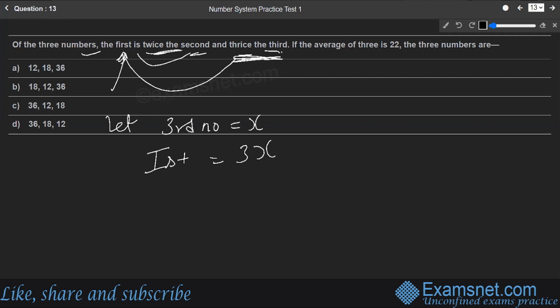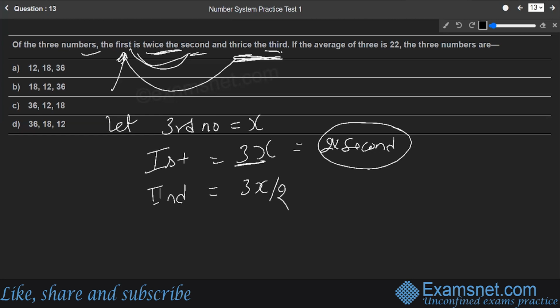Then he has said first is twice the second. So first is also twice the second number. That means the second number will be half of first. So we can write the second number is half of the first, and the first is 3x itself. So it's going to be 3x by 2. So these are our numbers. First is 3x, second is 3x by 2, and third is x. We have assumed our numbers.